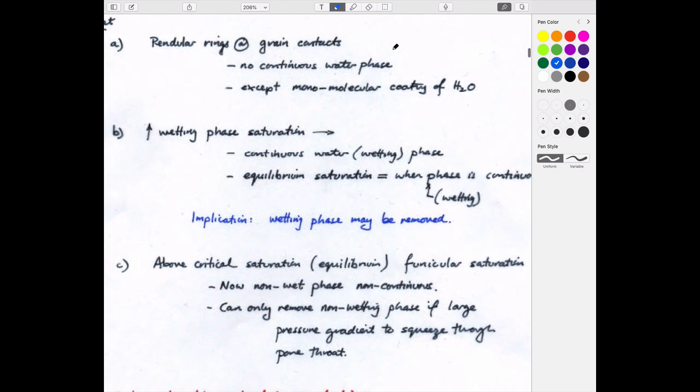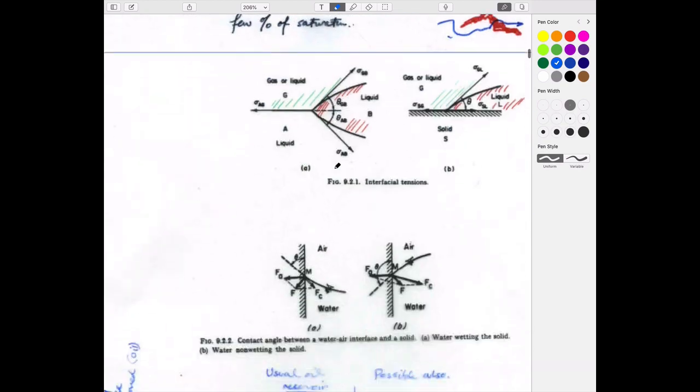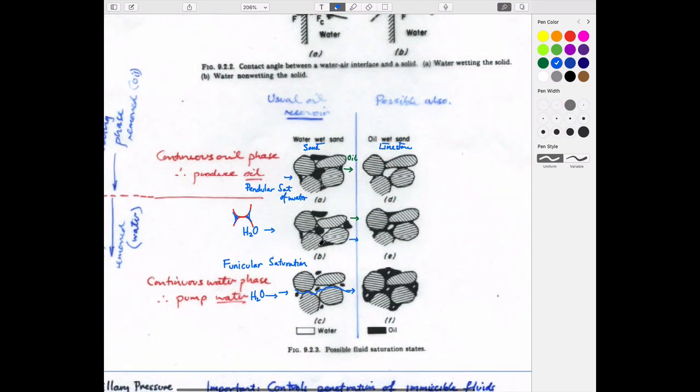I think I've said all of these things for diagrams A, B, and C. Pendular rings, it's around the grain context. There's no continuous water phase that goes across, except for maybe a monomolecular layer on the surfaces of all the grains. If you pump water into it, then all of a sudden you increase the wetting phase because you're adding water and you're pushing out the non-wetting fluid, the oil. And so water saturation has to build until you get a continuous water phase. And at that stage, then you can pump water from upstream to downstream and oil from upstream to downstream. This condition in the middle with these two here.